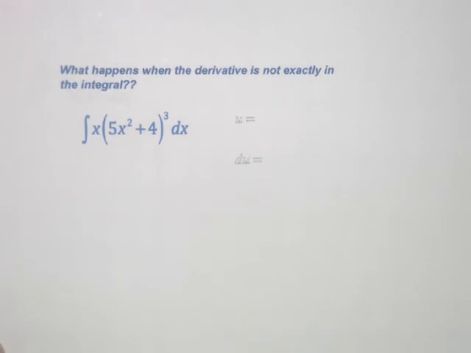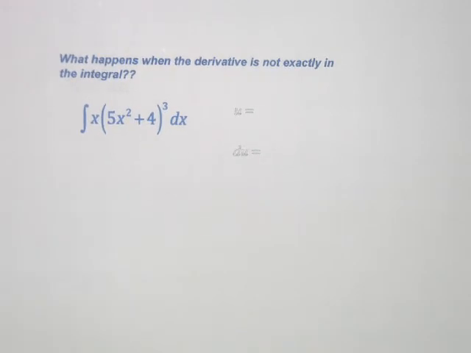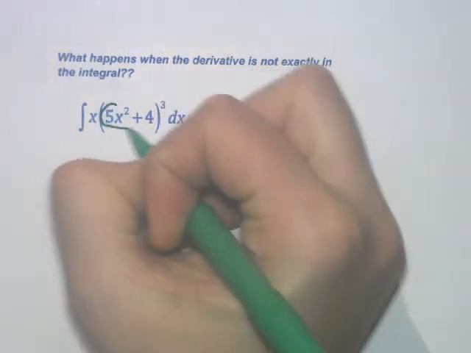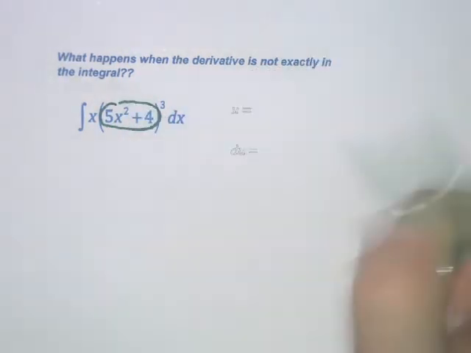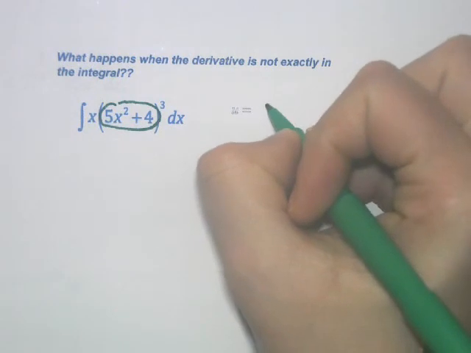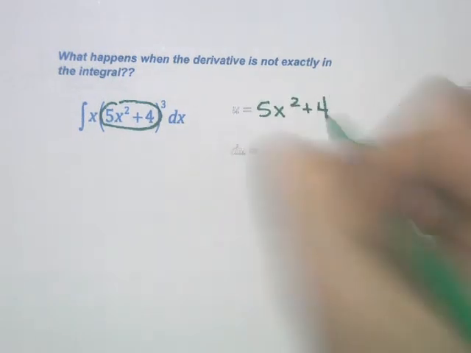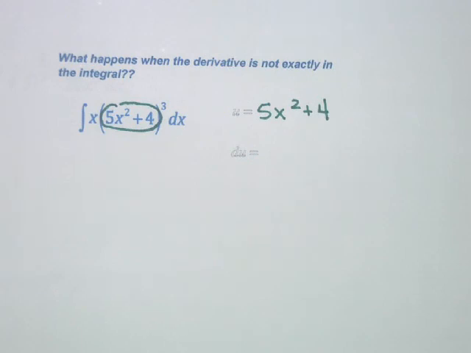All right, one last one that we're going to try. Now, there's a little bit more that we've got to look at here. So we're going to start off, where's my inside piece? Well, inside everything to the third power is going to be this part. So that is going to be 5x squared plus 4.